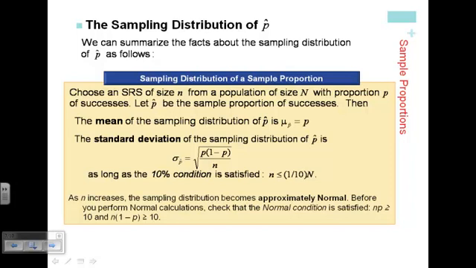That the standard deviation of all those different p hats is going to be the square root of p times 1 minus p all over n. And that's true as long as the 10% condition is met. Okay, I didn't bring this up on the previous slide, I probably should. What do I mean by the 10% condition?